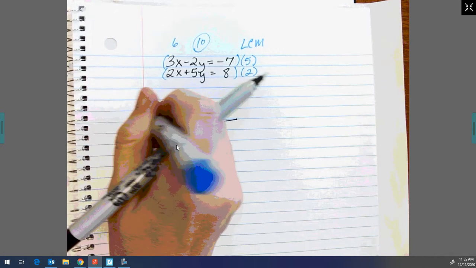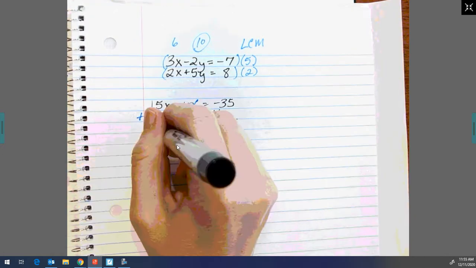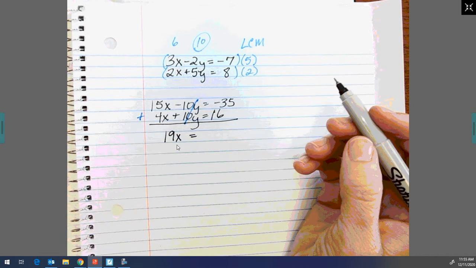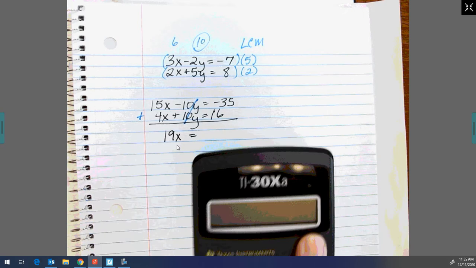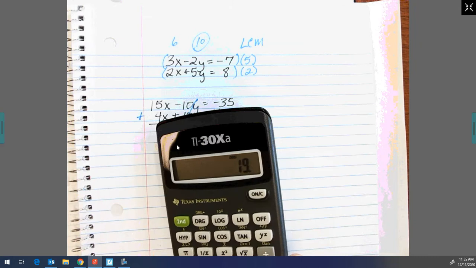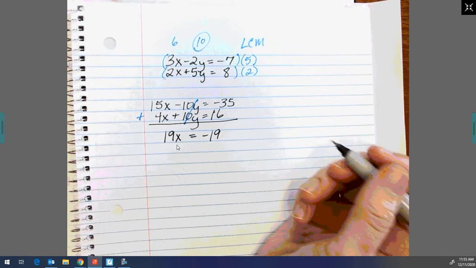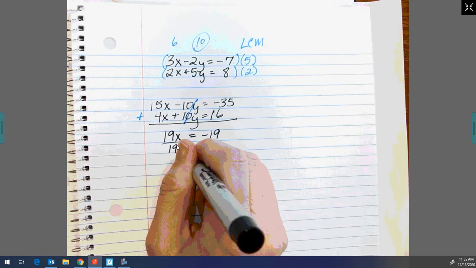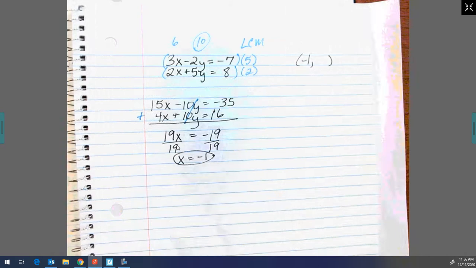And now when I add them together, the y's are eliminated. So I'm going to get 19x equals, signs are different, so I subtract and keep the sign of the larger. So 35 minus 16 is 19. And it's going to be negative because the 35 is bigger. Dividing by 19, I get x equals negative 1. First half of my answer, and not a surprise because I already knew that.